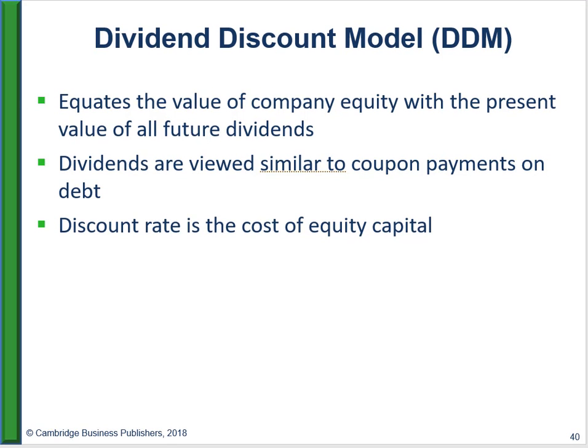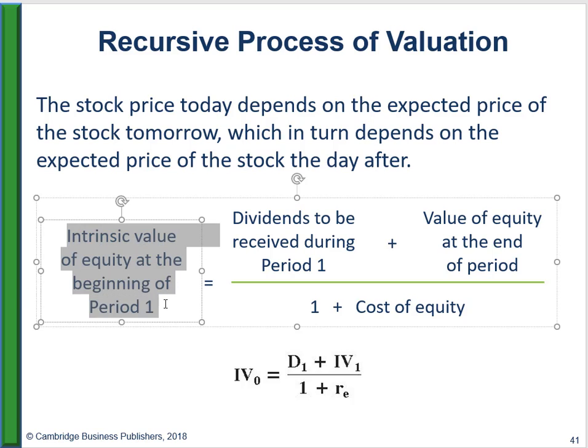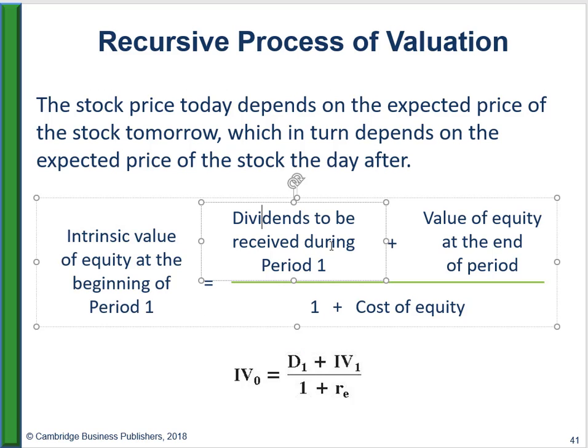The layout of those cash flows is something that we call the recursive process of valuation. So we're going to take the intrinsic value of the equity at the beginning of period 1, and we're going to set that equal to the dividends to be paid during period 1. This could be multiple periods, but we're oversimplifying again. And then we're going to add to that the value of the equity at the end of the period. In this example, we just have one period, so very simple. And then we're going to discount that back one period at the cost of equity. And you can see here that that's laid out with the terms at the bottom of slide 41.